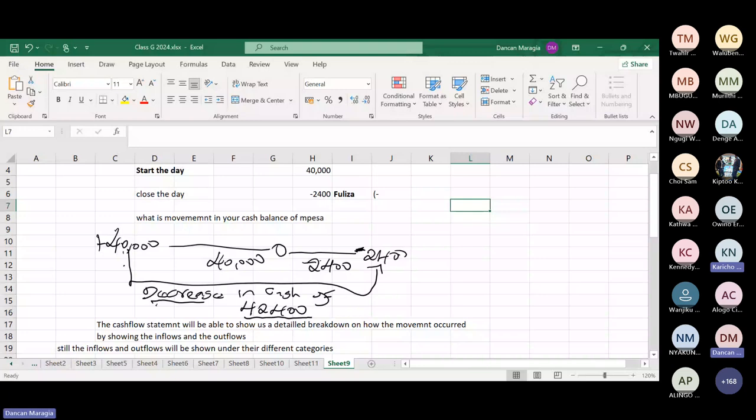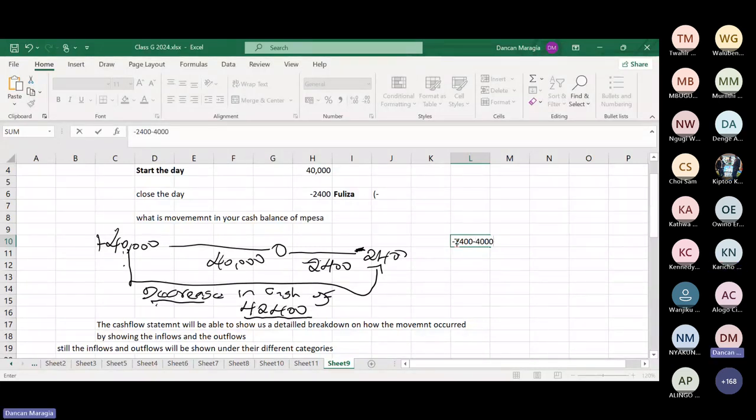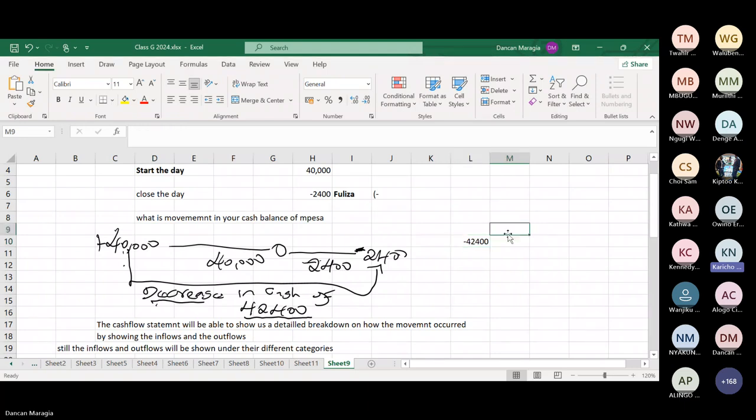It's like taking negative 2,400, the closing figure, minus 40,000, the starting figure. Then you find the movement is a negative. So if the movement is a negative, then it's a decrease. In the event you've done some business during the day and the monies are not a loan, they are just payments from the business that you did, they would have gone to the positive side of this equation. So it would have been an increase on the 40,000 plus whatever amount you have gotten.